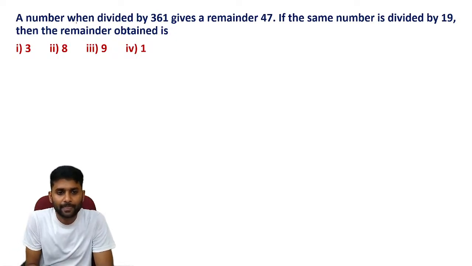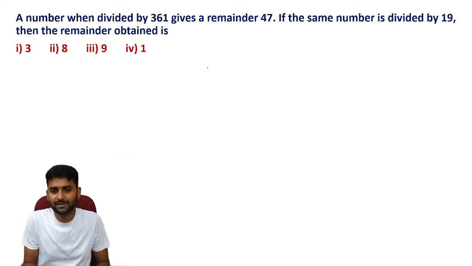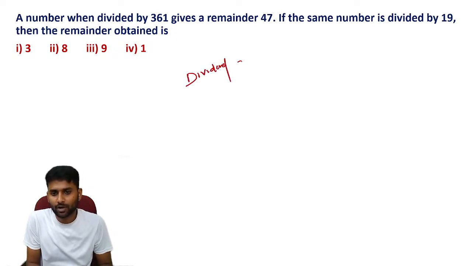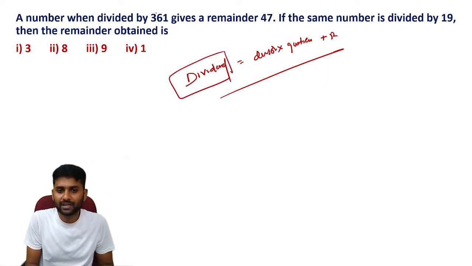Now see the question. A number when divided by 361 gives a remainder of 47. If the same number is divided by 19, then the remainder obtained is? Guys, see, the dividend is equal to the divisor multiplied by the quotient plus the remainder. And they clearly mention that we don't know the dividend. If the dividend is divided by 361, the remainder is 47. We are not sure about the quotient also.